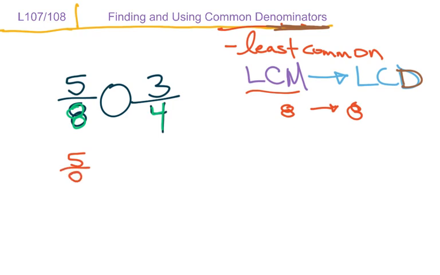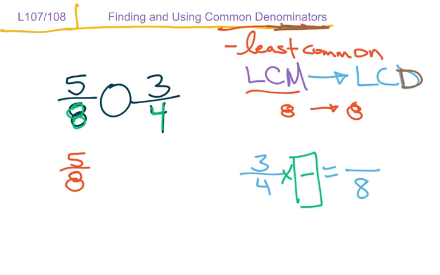So this 5/8 already has a denominator of 8. I'd have to think about the 3/4, and we've seen before, if I need 3/4 to have a denominator of 8, what would I multiply by? And remember, it has to be a fractional form equal to 1. Well, we know that 4 times 2 is equal to 8, therefore I have to do that. 3 times 2 is equal to 6, and I end up with 6/8, yeah?